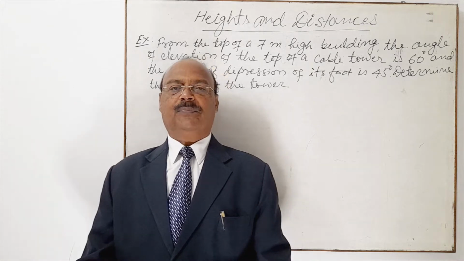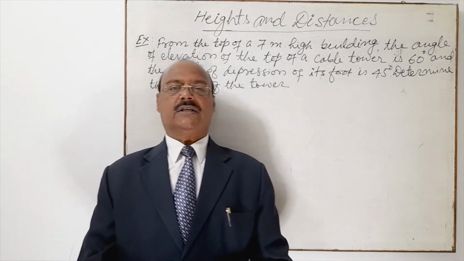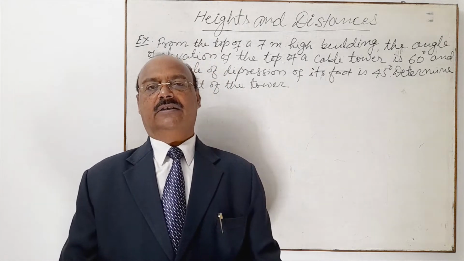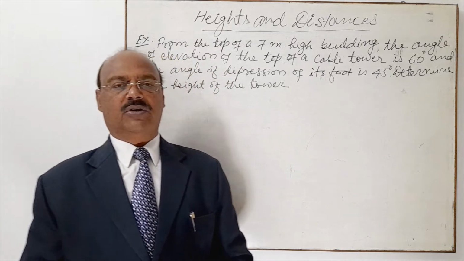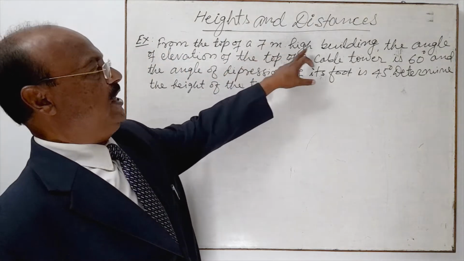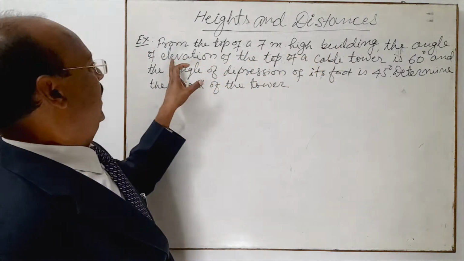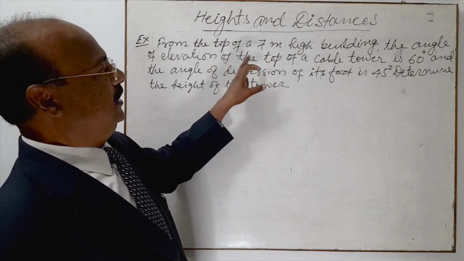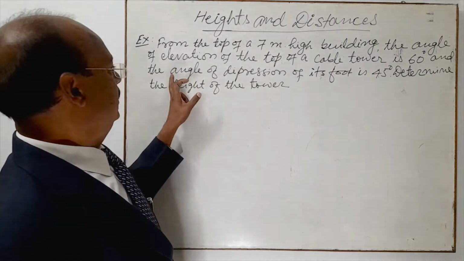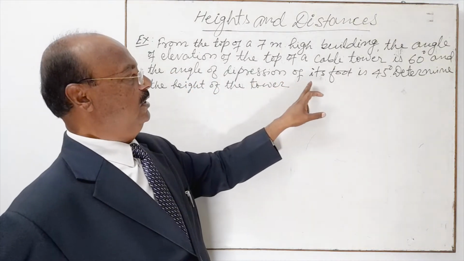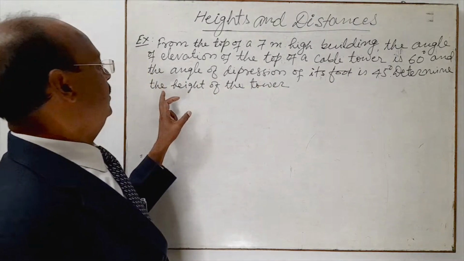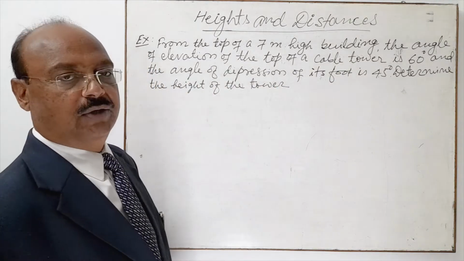Welcome students. Today we are going to discuss a very important question from the chapter of heights and distances. Here the question is: from the top of a 7-meter high building, the angle of elevation of the top of a cable tower is 60 degree and the angle of depression of its foot is 45 degree. Determine the height of the tower.